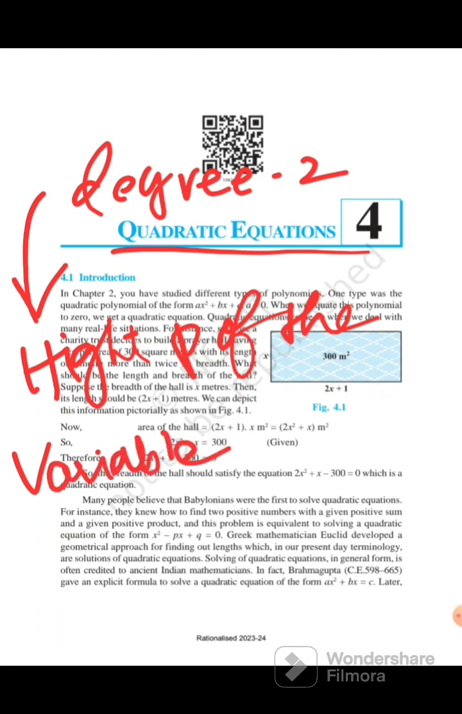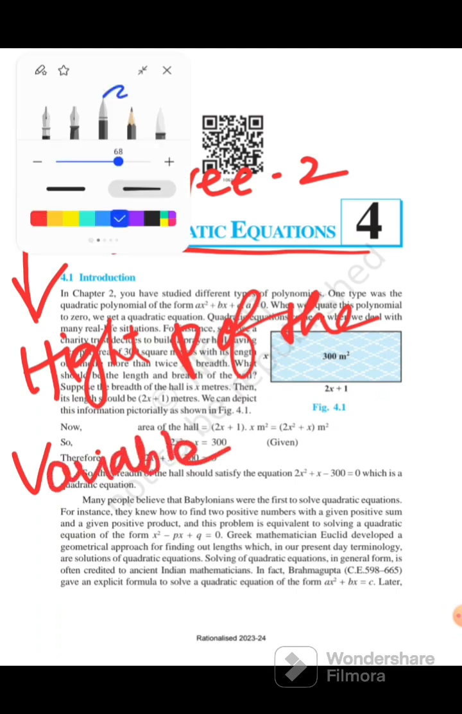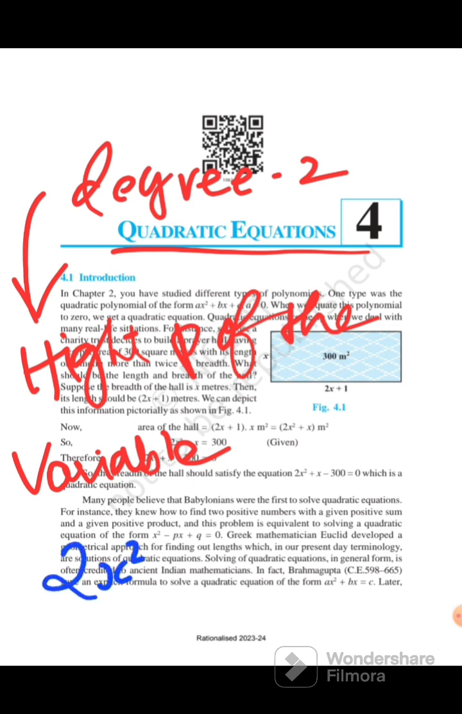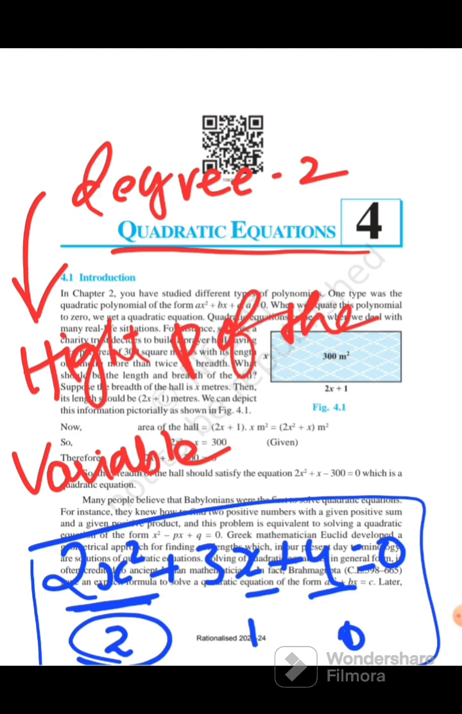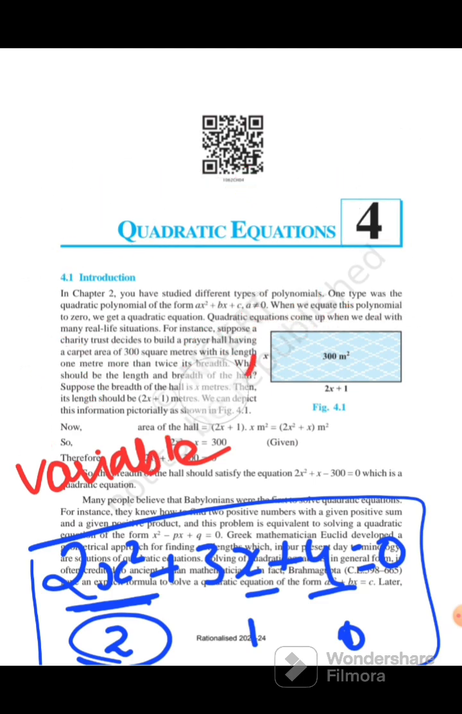Okay. For example, you take one equation like 2x square plus 3x plus 4 is equal to 0. So here the degree is 2, here it's 1, here it is 0. So hence here the highest power that is degree is 2. So hence this was a quadratic equation. So this is how we can find that something is a quadratic equation or not.